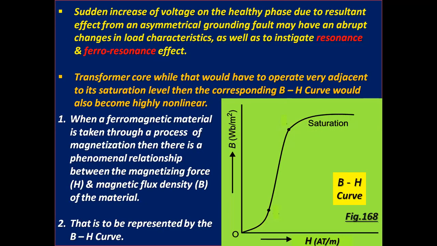Sudden increase of voltage on the healthy phase, as a resultant effect of an asymmetrical grounding fault, may cause abrupt changes in load characteristics as well as instigate resonance and ferroresonance effects. If the transformer core has to operate very adjacent to its saturation level, then the corresponding B-H curve would also become highly non-linear. See the B-H curve.